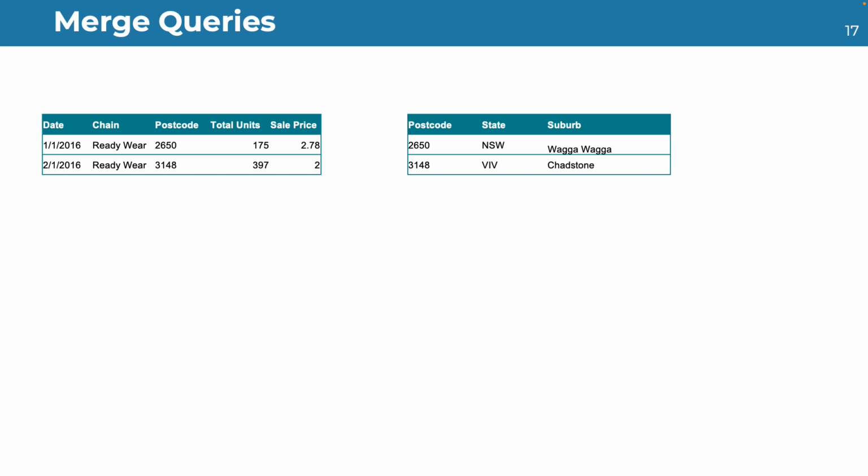Let's take a scenario where we are merging sales table with region table. On the left side, we have sales table with sales information. On the right side, we have region table with region information.